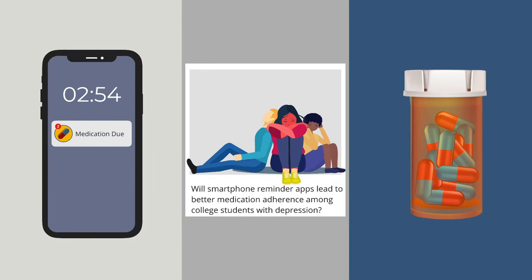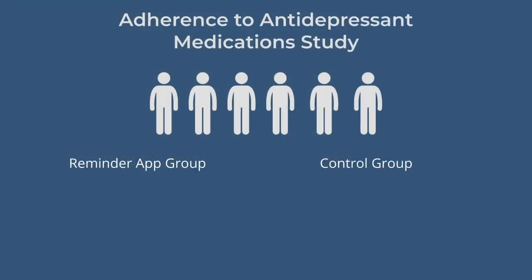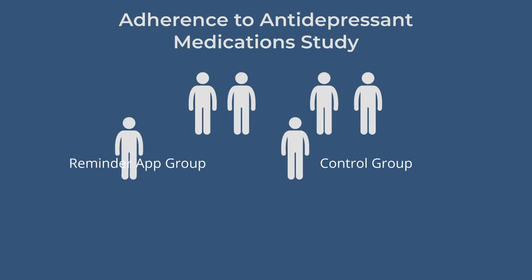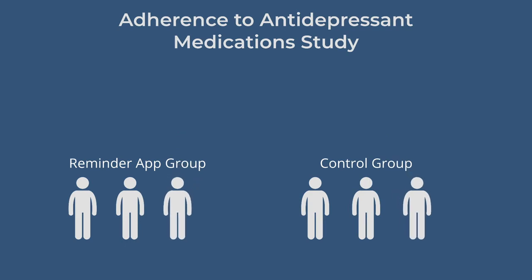Tracy Hammonds and her colleagues conducted an experiment in which they examined whether a smartphone app that sent reminders would lead to better medication adherence among college students with a current prescription of antidepressants. Students who agreed to participate in the study were randomly assigned to either a group that received reminders via a smartphone app or a control group that did not receive reminders.